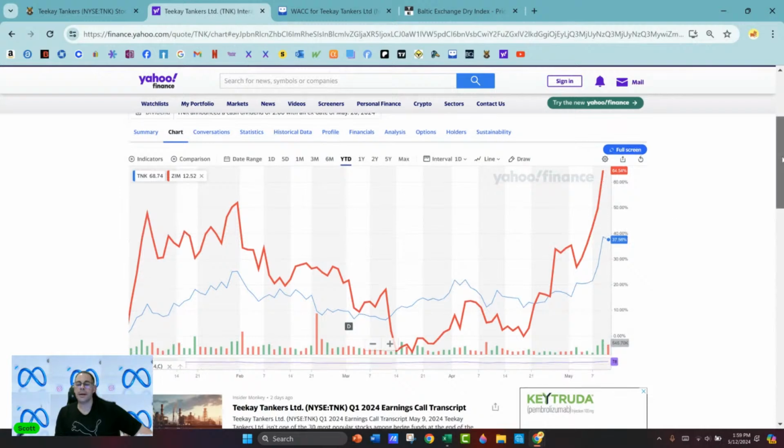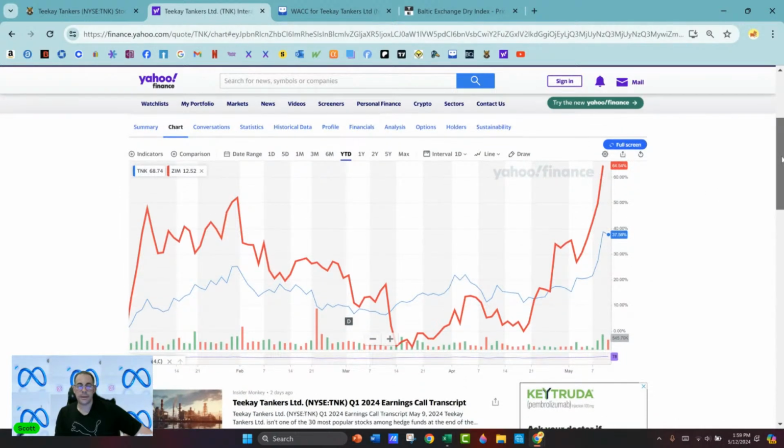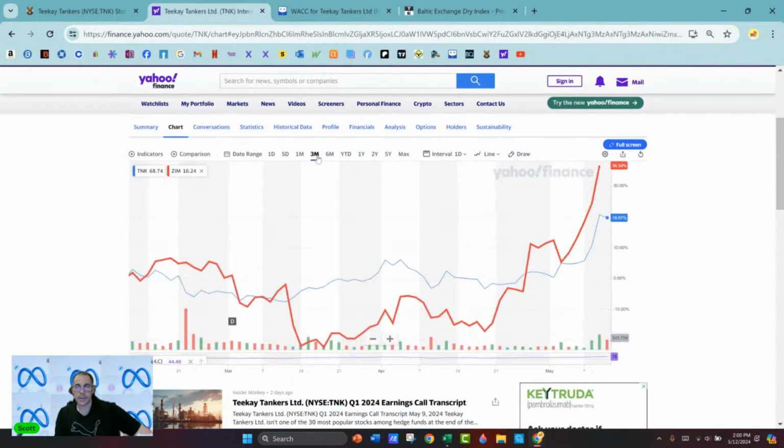So in the past year, Zim is up 65%. This is up 38%. Zim is much more volatile. You can see the ups and downs are much more severe. Well, Zim really has done really well the past 3 months.